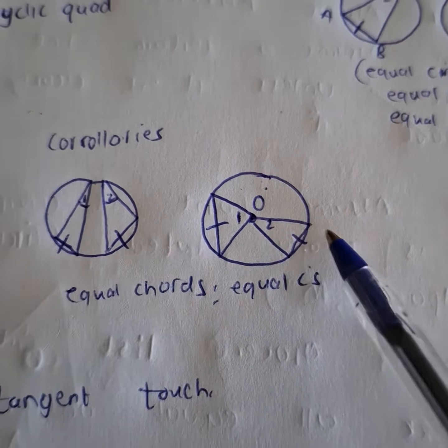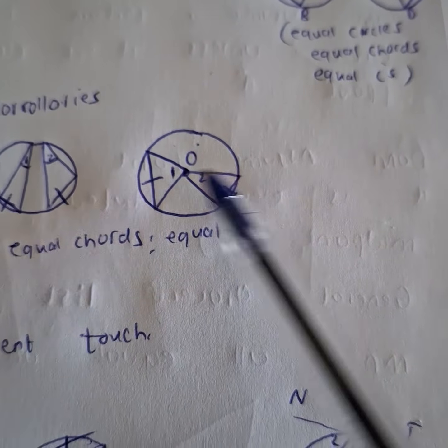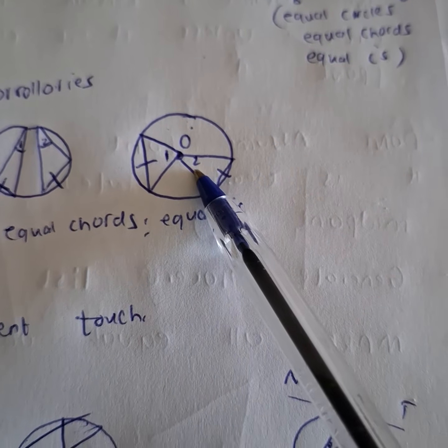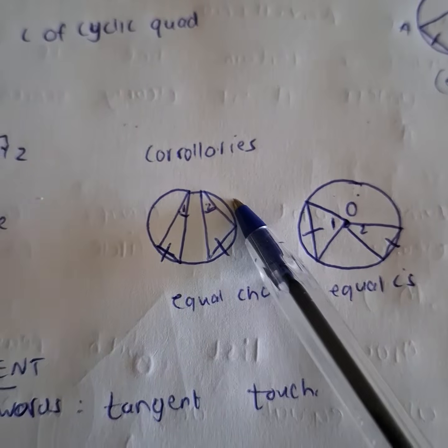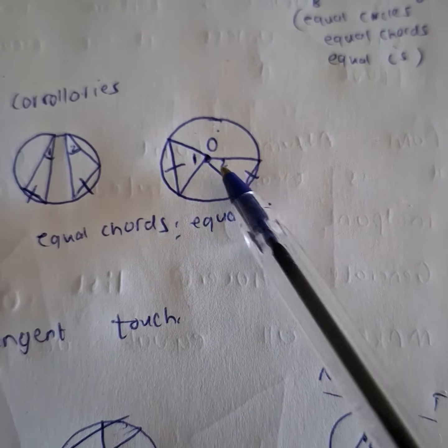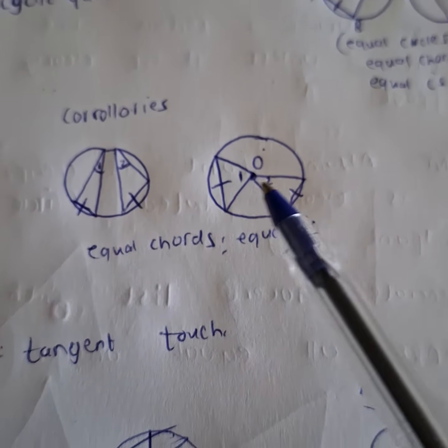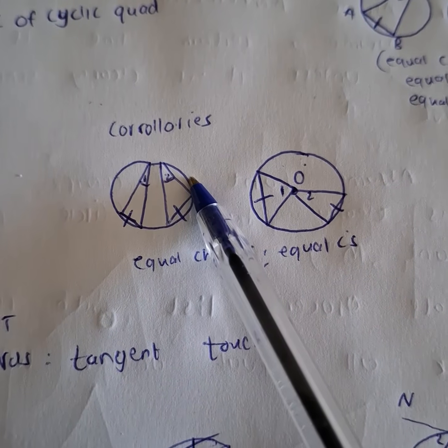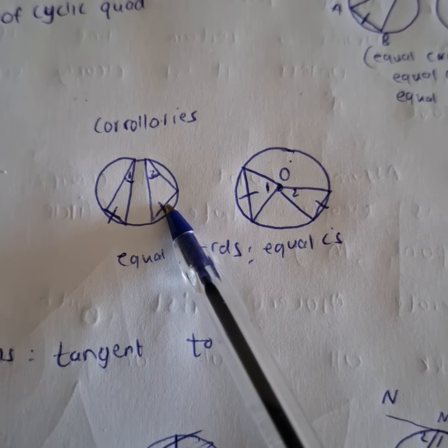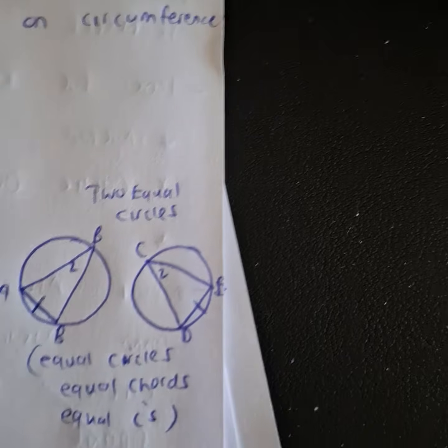This here as well. If you have equal chords within one circle, they subtend the same angles at the center. So we have equal chords that subtend equal angles at the circumference, then you have equal chords that subtend equal angles at the center. And basically equal chords, equal angles is the same reason we use whether we are talking about equal chords subtending equal angles at the circumference or at the center.